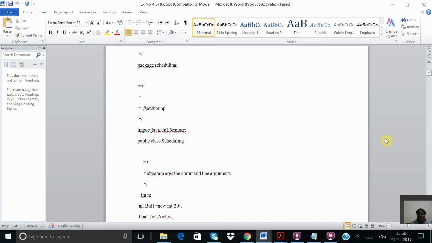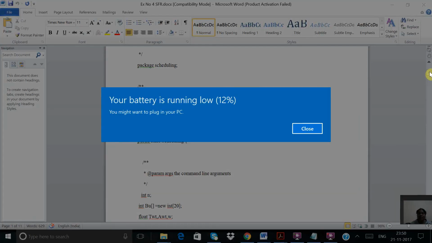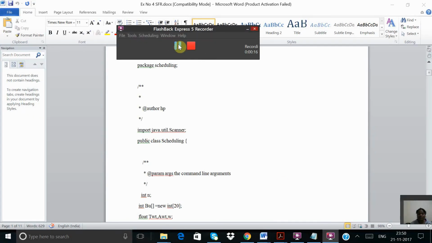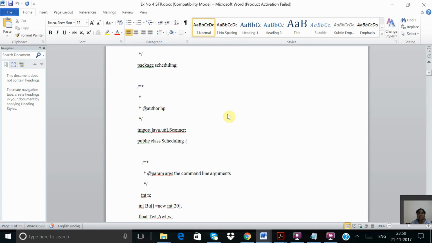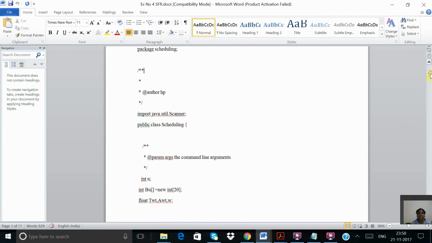Good evening, ma'am. This is experiment number 4, that is process CPU scheduling. In CPU scheduling, we are going to discuss the scheduling of the processes, using shortest job first and round robin methods. In the scheduling process, we are scheduling the processes, so we can call it a CPU scheduler.